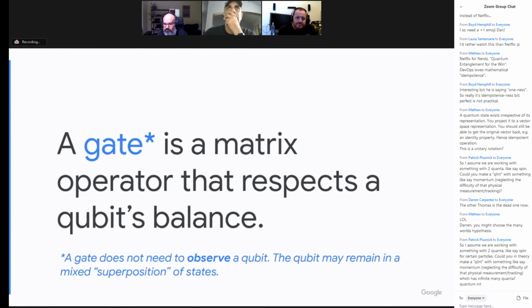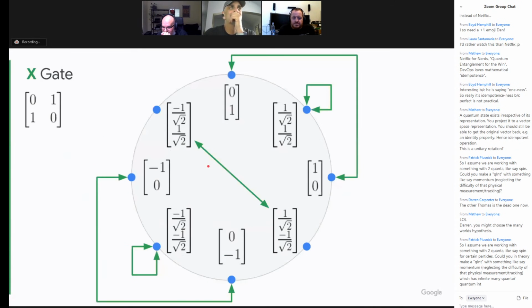Okay, so now we're going to generalize gates, and we're going to work our way through these to start building up some algorithms and eventually work our way towards teleportation. So a gate is something that just keeps respect of the balance between zeroness and oneness with a qubit. What I mean by respecting the balance is that the gate is unitary, and what I mean by unitary is that it's just a rotation around this circle.